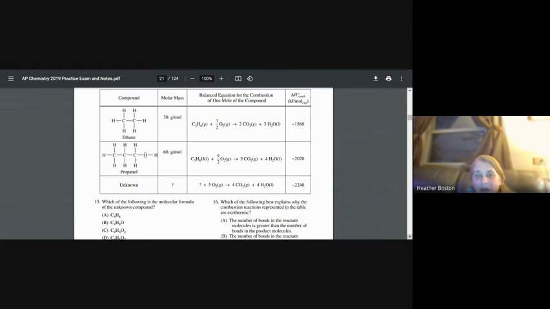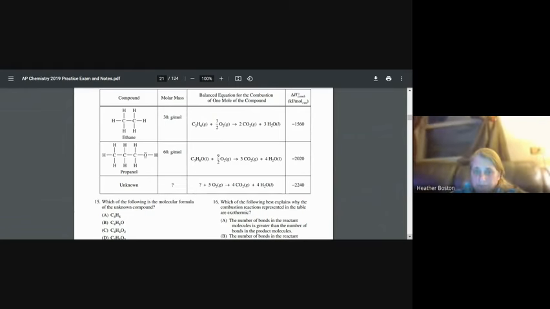I have 3 carbon dioxides. That tells me it has 3 carbons. And I have 4 waters, which tells me it has 8 hydrogens. Now you're going to have to balance out the oxygens. So let's look at the products. 3 carbon dioxides each have 2 oxygens. So that's 6 oxygens for carbon dioxide plus 4 oxygens for water. So it's 10 oxygens. I get 9 oxygens from the O2. So the hydrocarbon has to have 1 oxygen in it.